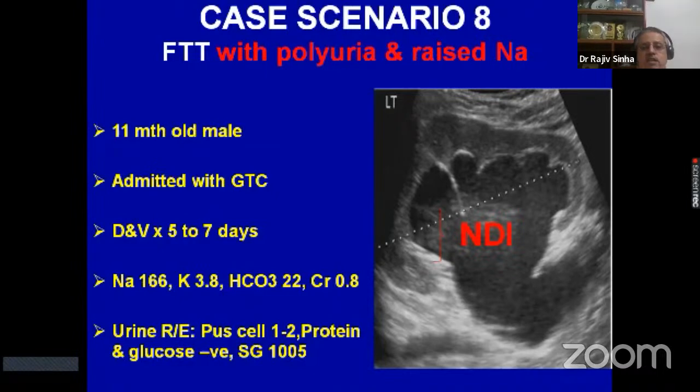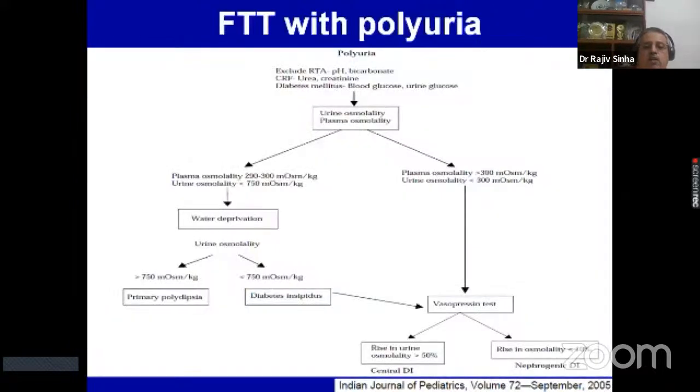Case scenario 8: this is an 11-month-old boy presented with convulsion and ultrasound showing a gross hydronephrosis. Biochemistry shows a high sodium of 166. Up till now, we haven't really dealt with high sodium. Most of the time, sodium has been normal, maybe slightly on the lower side. Here we have a high sodium, slightly high creatinine, and the urine routine showing a specific gravity of 1005. If you have a sodium of 166, your urine should be concentrated. But here we have a urine specific gravity of 1005, which is already telling you the diagnosis.